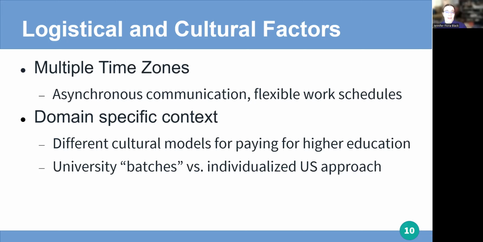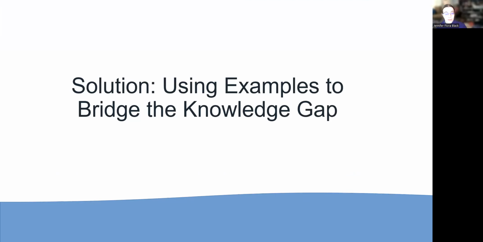US universities and financial aid are very specialized. There are completely different cultural models for paying for higher education outside the US. Sometimes universities have batches of students or cohorts that go through all together, taking the same classes at the same time. But this particular model is a very individualized and US approach, so quite different from what many of our workers are dealing with themselves. So the solution is we used examples to bridge that knowledge gap.